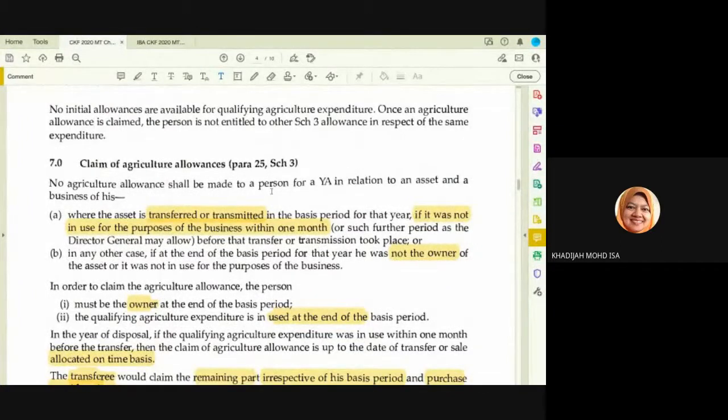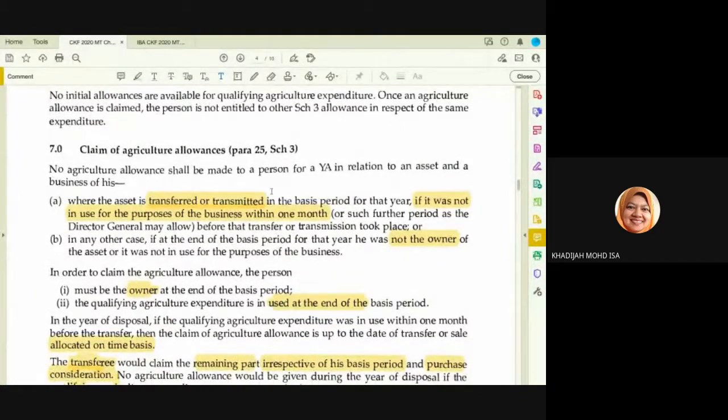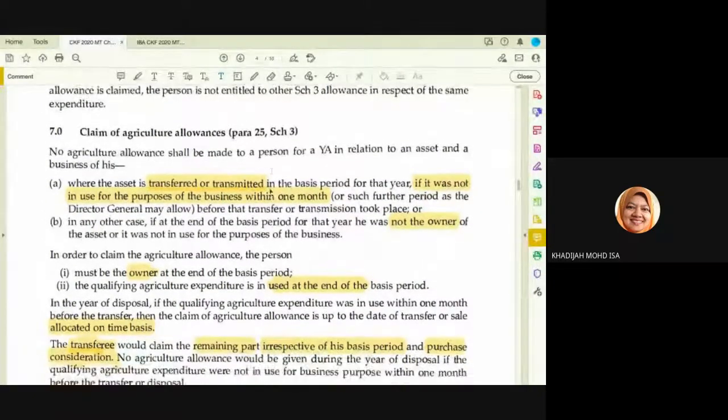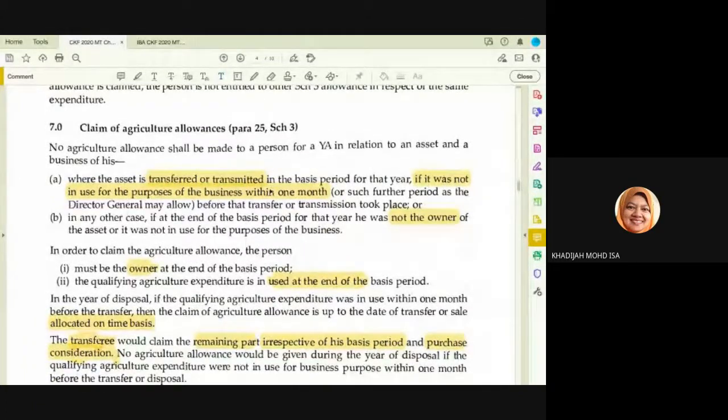All right, a claim of agriculture allowance. So when can you claim your agriculture allowance? No agricultural allowance shall be made to a person in respect of an asset in a business of his where the asset is transferred or transmitted. So upon disposal of the asset, you cannot claim allowance if it was not in use for the purpose of the business within 1 month, right? So it means that prior to disposal, you have to check, do you still use the asset for business purposes? If yes, then you can still claim your allowances.